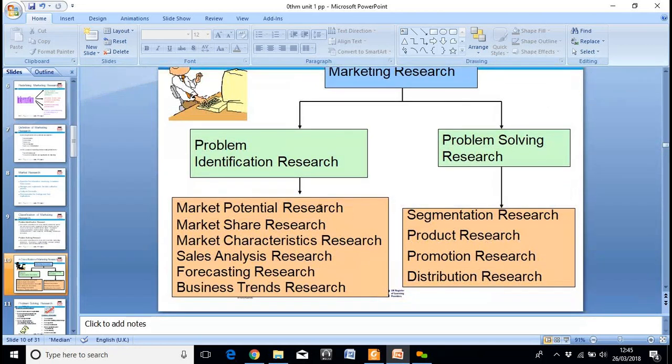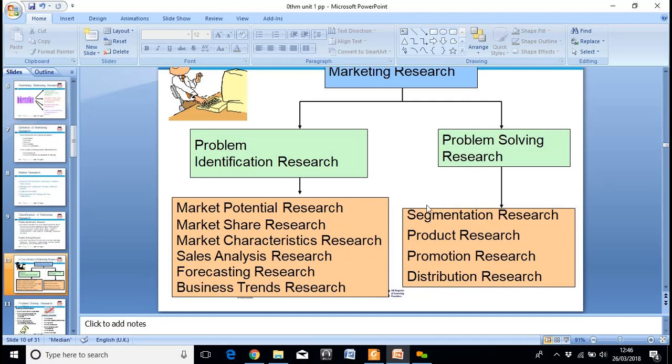Marketing potential research, marketing share research, marketing characteristics research. That was the example I gave you. That was one of the characteristics. Somebody that was going online with the intention of buying, but then not actually doing it. There must be a reason for that, and the research was to find out why that was happening.